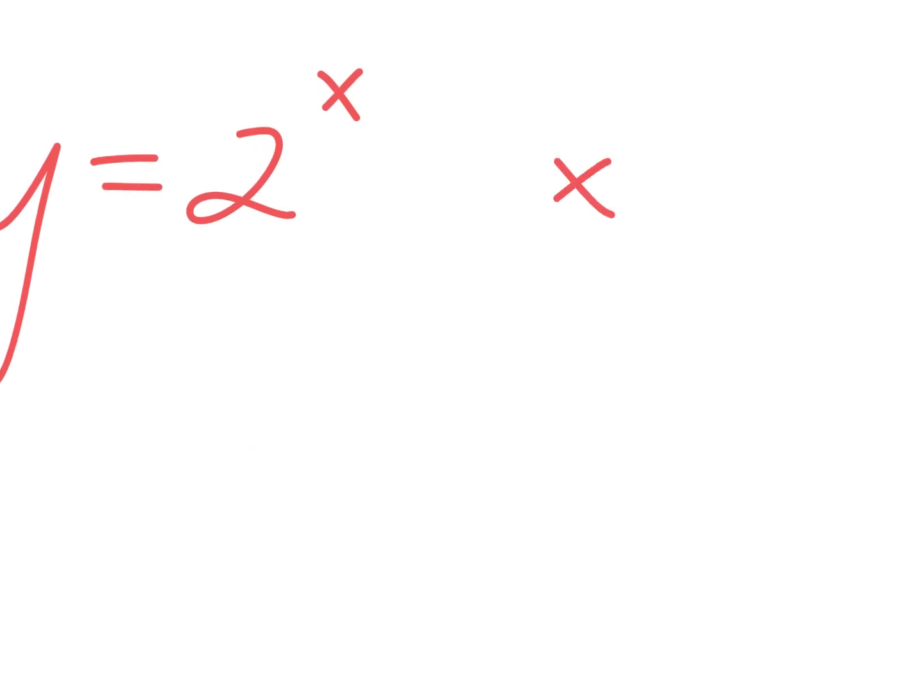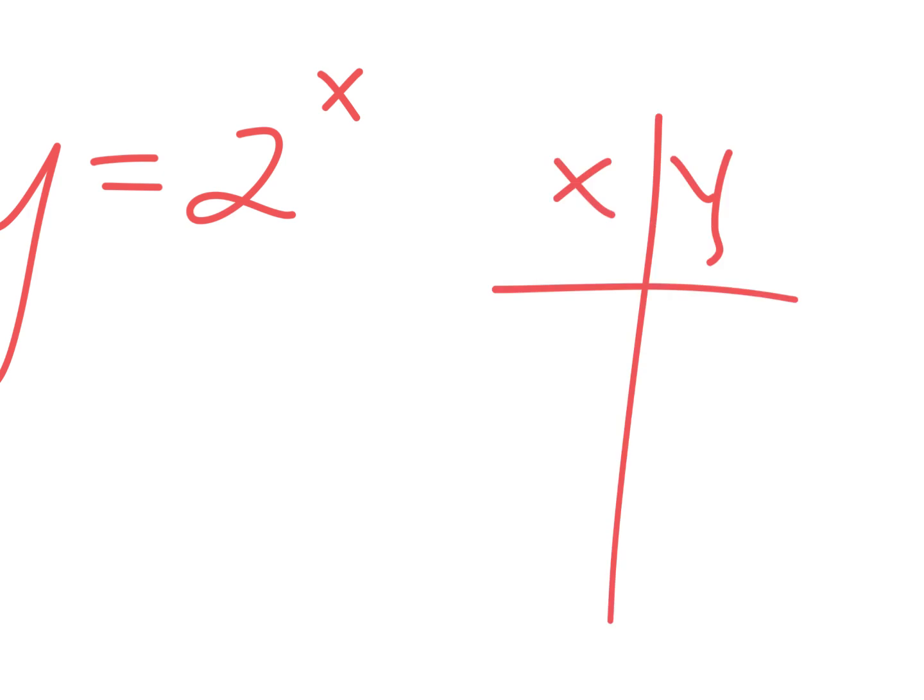Could you find me 3 points that are on this XY chart? Find me 3 points that are on this graph. That's called an exponential, is it growth or decay? Growth. That's called an exponential growth. You got to find 3 points on it. Oh, and the asymptote.